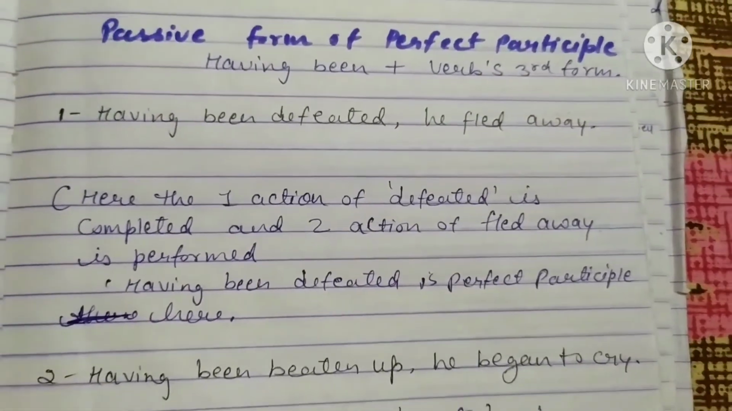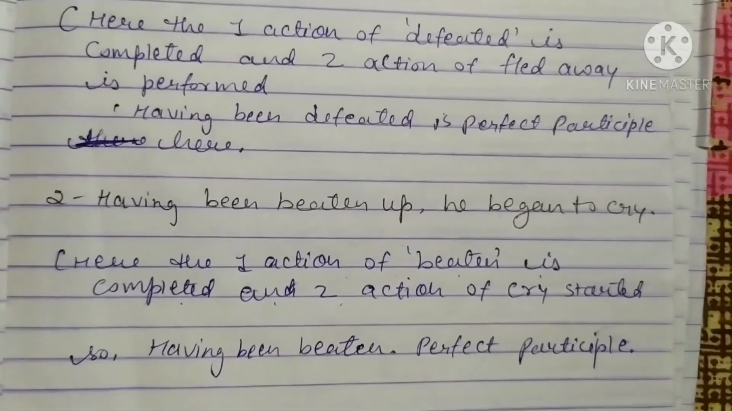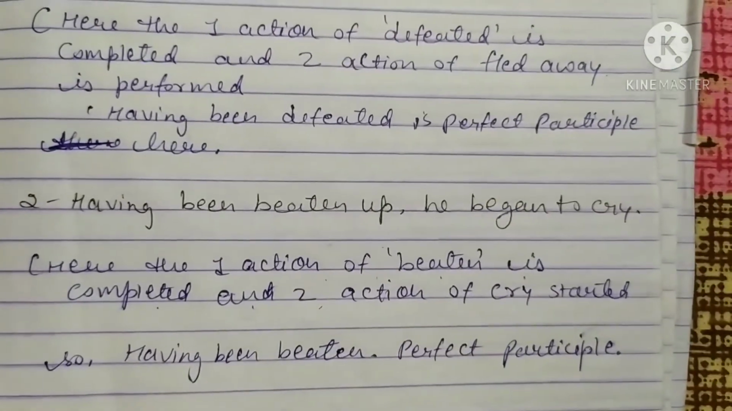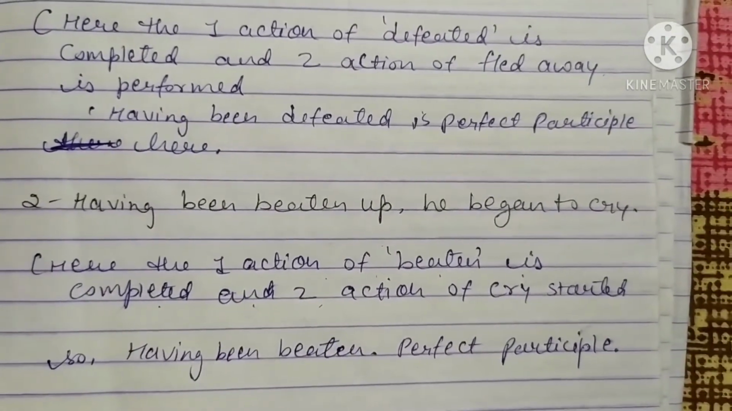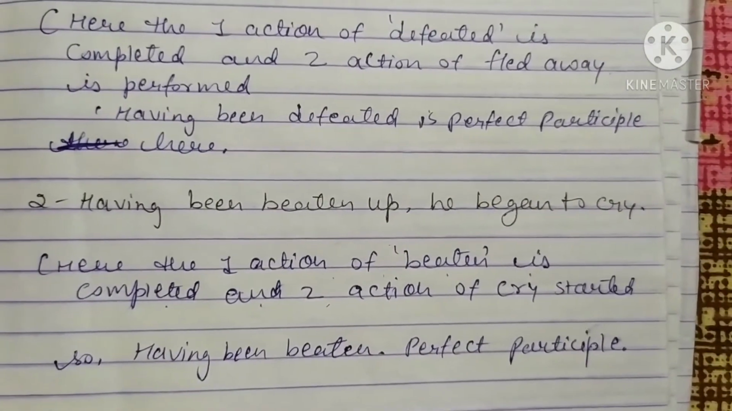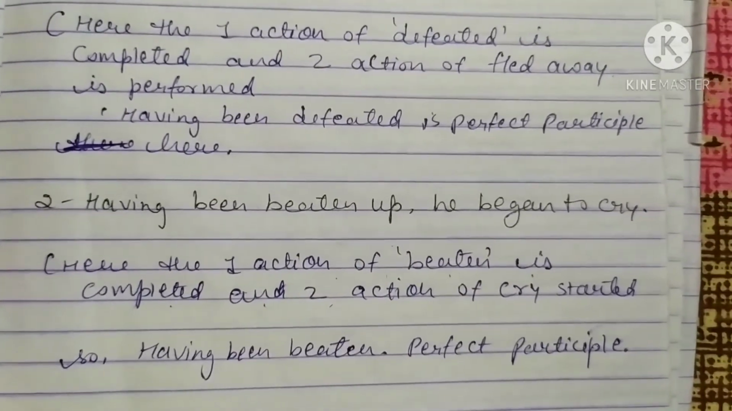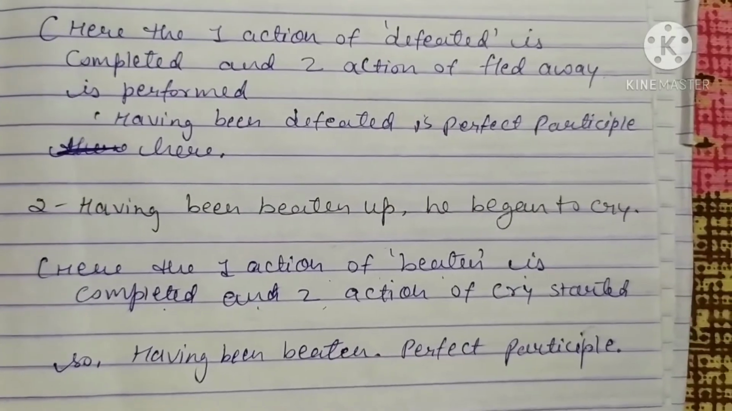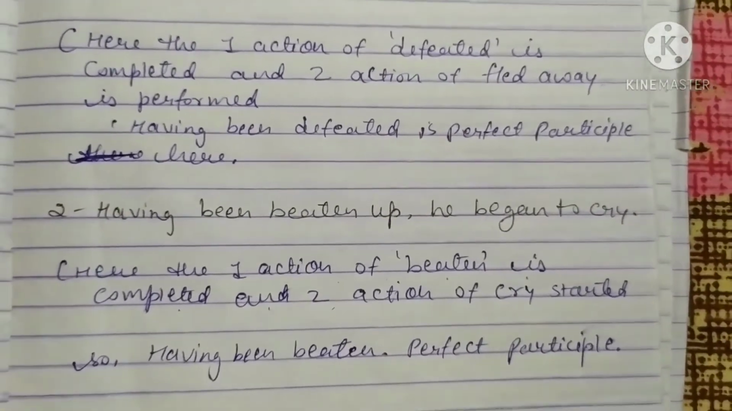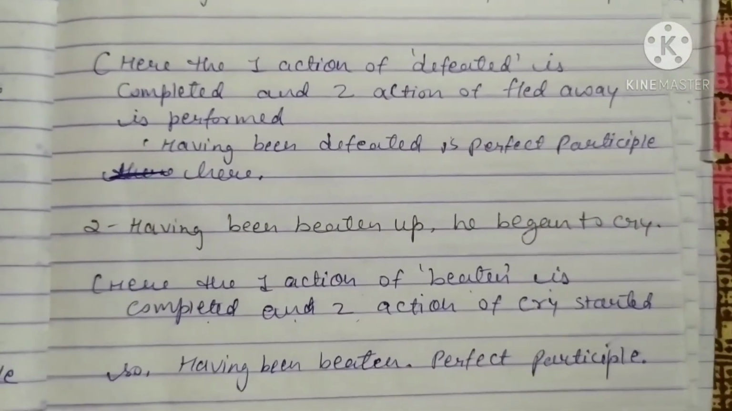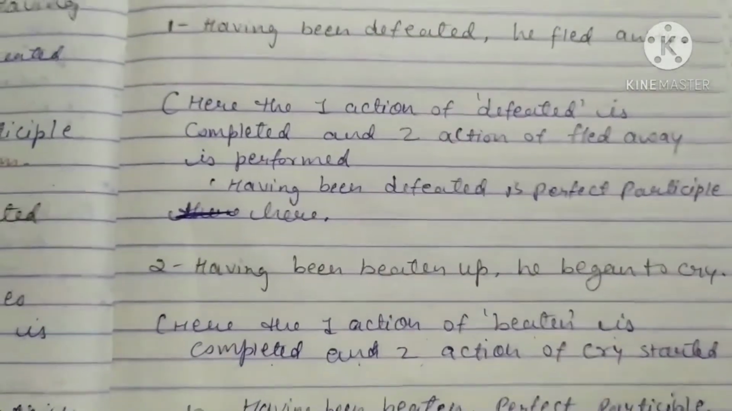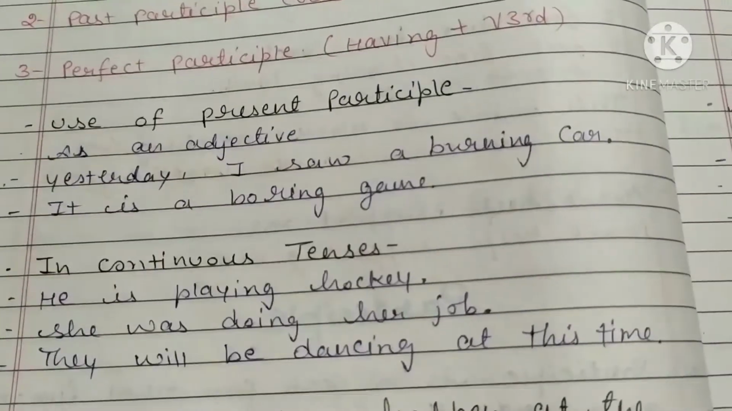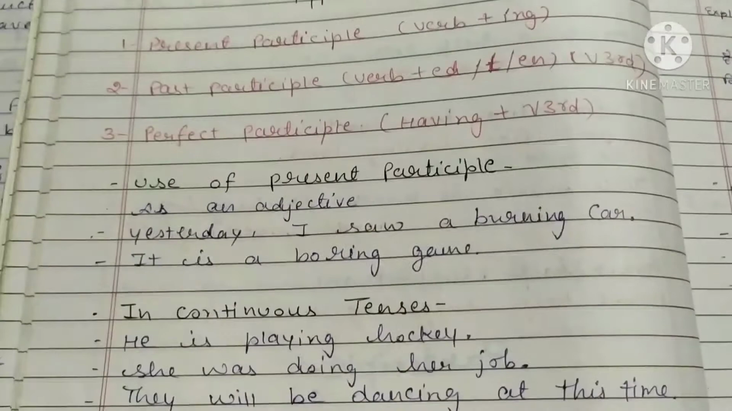Second example, and the last: having been beaten up, he began to cry. So here the first action of being beaten is completed and the second action of crying started. So having been beaten is a perfect participle. I hope you are clear on all this. For more details, I will explain these again.